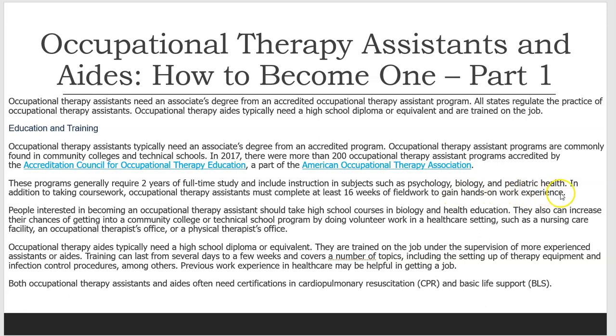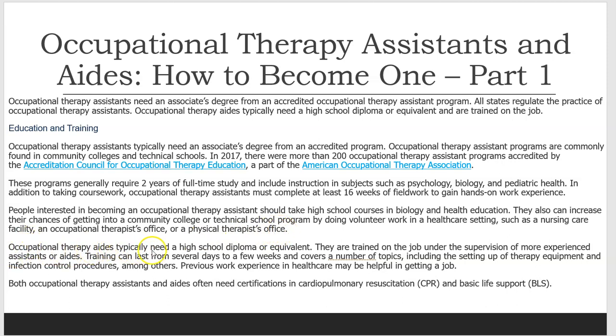People interested in becoming an occupational therapy assistant should take high school courses in biology and health education. They also can increase their chances of getting into a community college or technical school program by doing volunteer work in a healthcare setting, such as a nursing care facility, an occupational therapist's office, or a physical therapist's office.